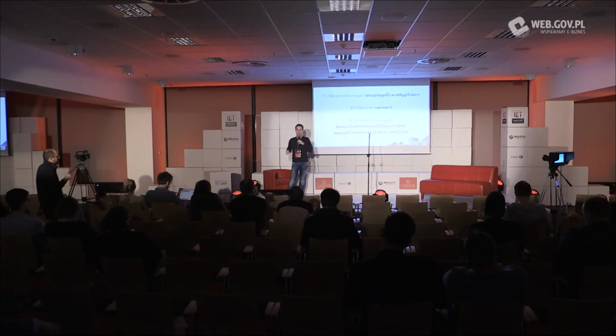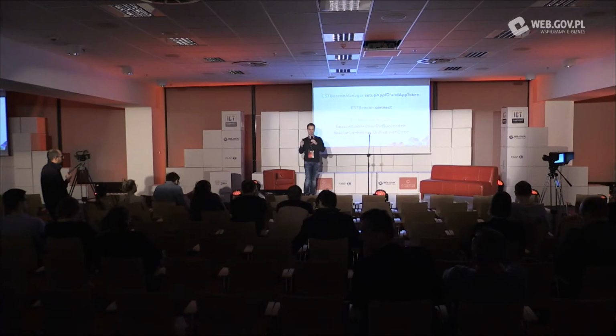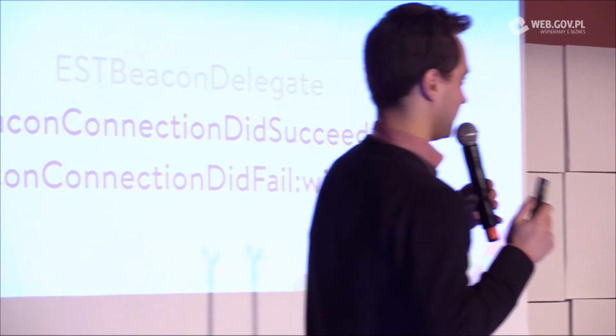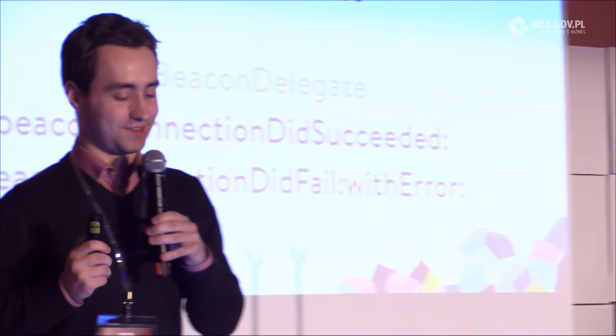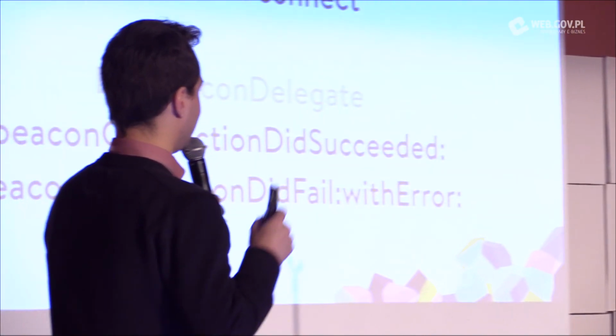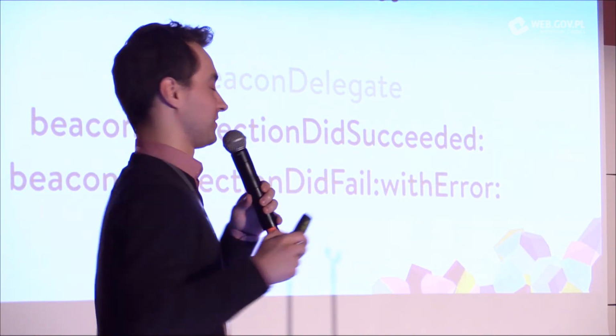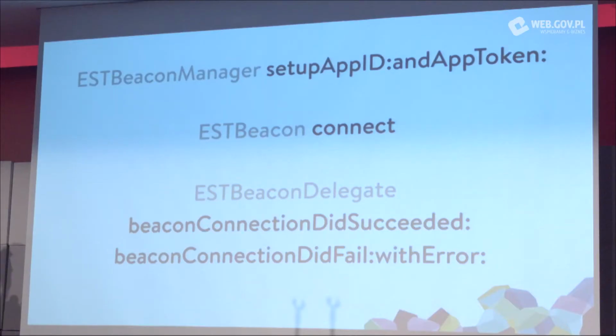But since most of those interesting things are pretty sensitive actions, like for example changing your beacon's configuration, this is something that will require you to authorize yourself as the owner of the beacon, right? We don't want somebody changing settings of your beacons just because they can connect to it without authorizing themselves. So authorize yourself with app ID and app token, and connect to the beacon. The connection is an asynchronous process, so if it succeeds or if it fails, you will get a notification to your delegate about it.